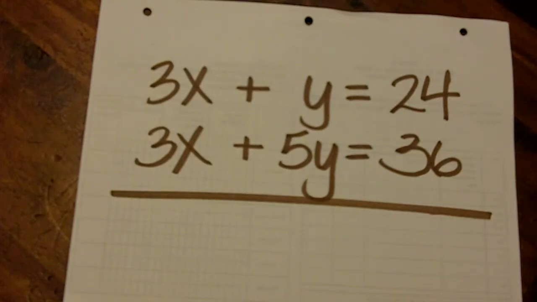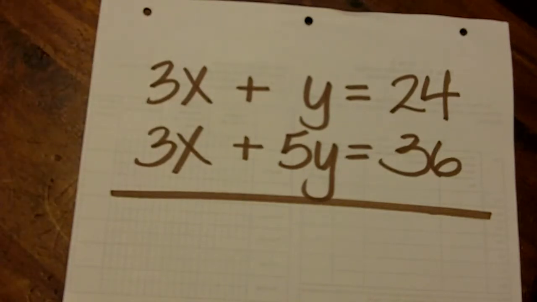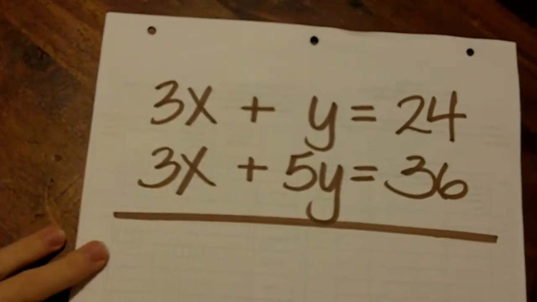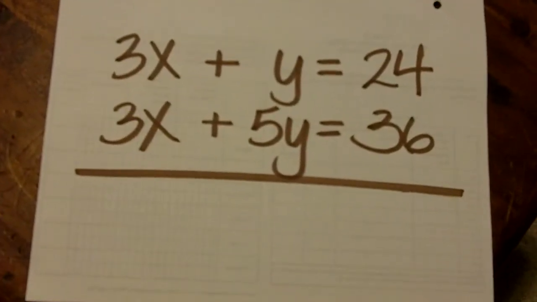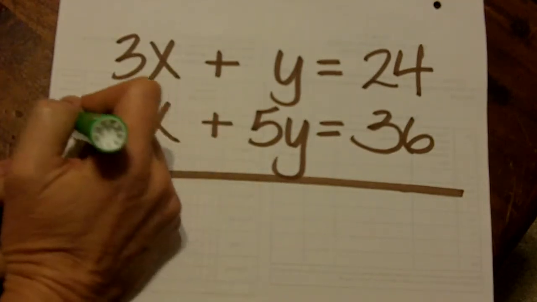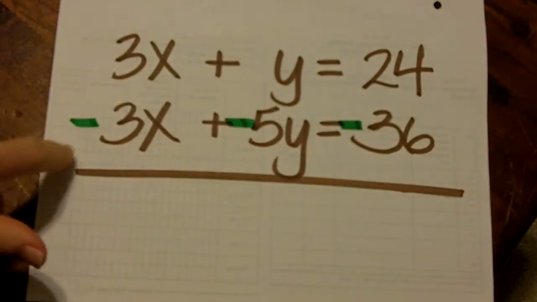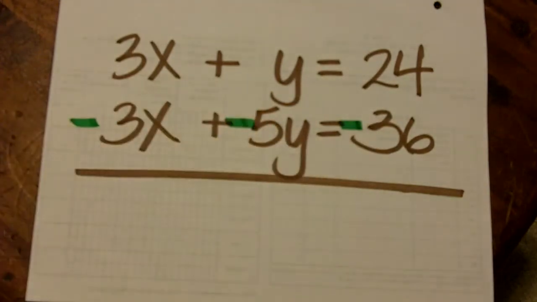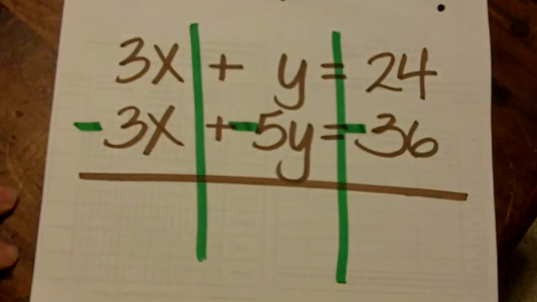But it's not quite so easy this time, because now our 3x's are identical. One is positive and the other is positive. So, as you might have guessed from the title of the lesson, you're actually going to be subtracting. Now you can mentally subtract. I'm not very good at that. So I'm just going to add the opposite. I'm going to make every sign opposite of what it originally was, and then I'm just going to add my columns.